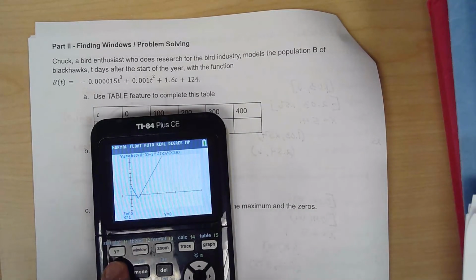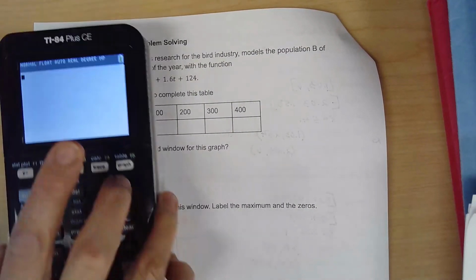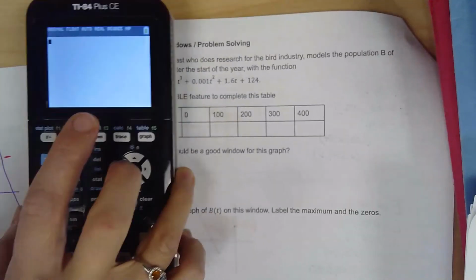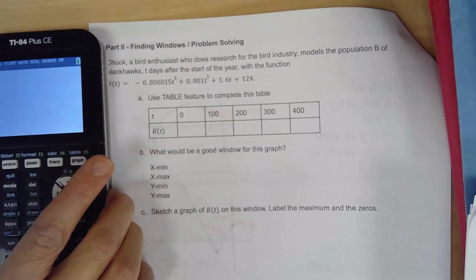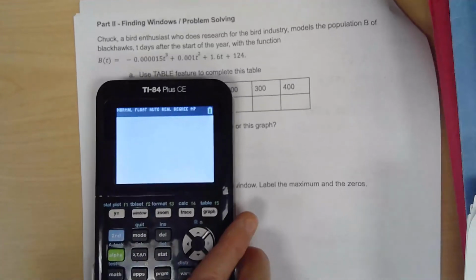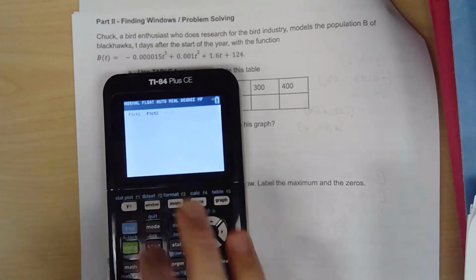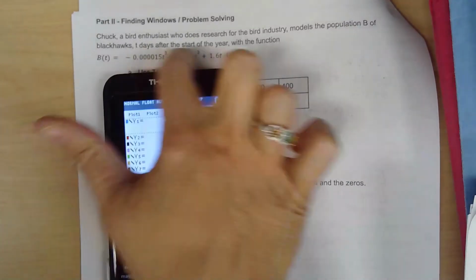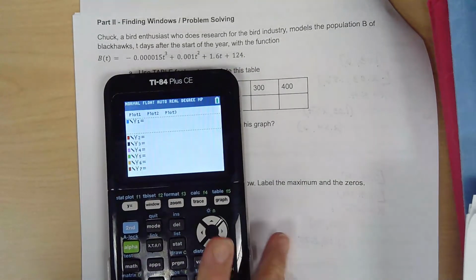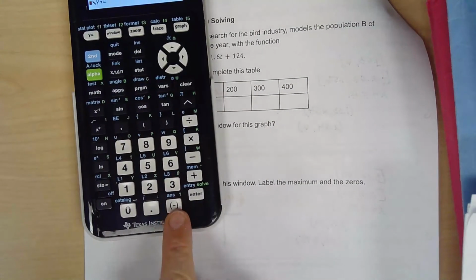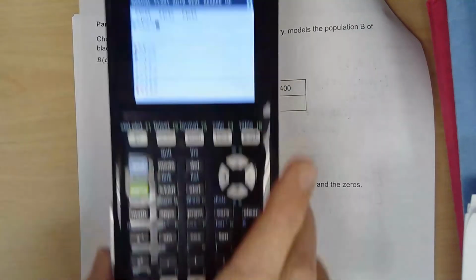I'm going to go second mode, which clears me out of here. And now I am going to go to my y equals. Let's try to get a good screen here. Go to my y equals, and I'm going to clear this out of here. I'm going to type all of that in. So be careful that you start off with the negative button. This is the negative button. Don't use the minus sign.